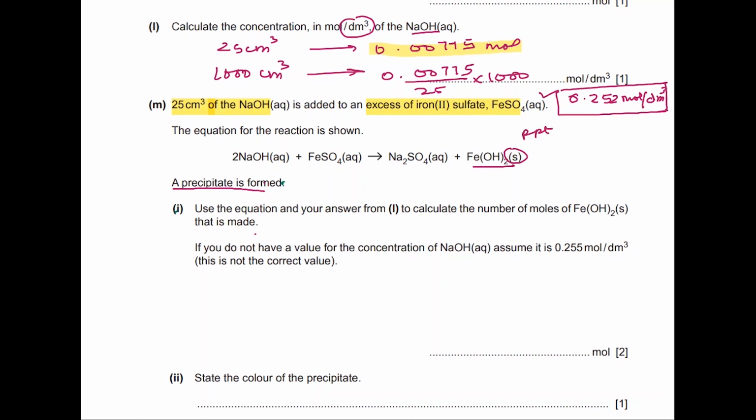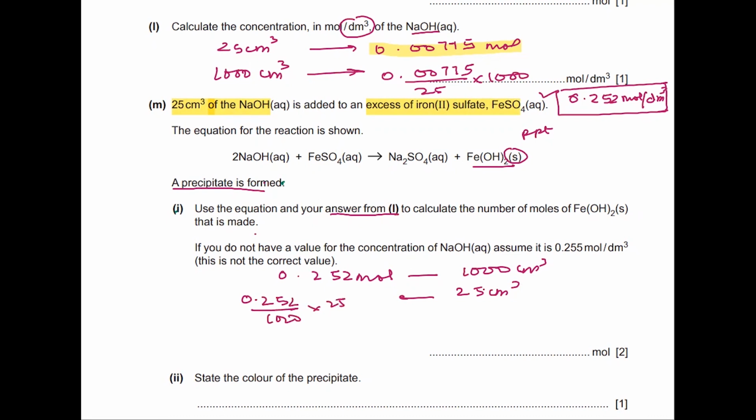Now let's see: use the equation and your answer from L to calculate the number of moles of Fe(OH)2 that is being made. They're giving you a hint that you have to use the answer from L. In L, they have given you the concentration of NaOH. So we have 0.252 moles present in 1000 cm cube. So 25 cm cube will basically have 0.252 divided by 1000 into 25.